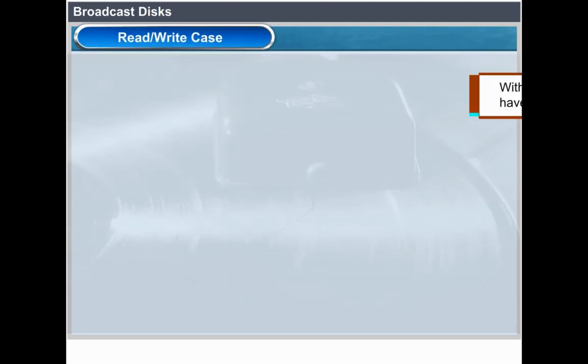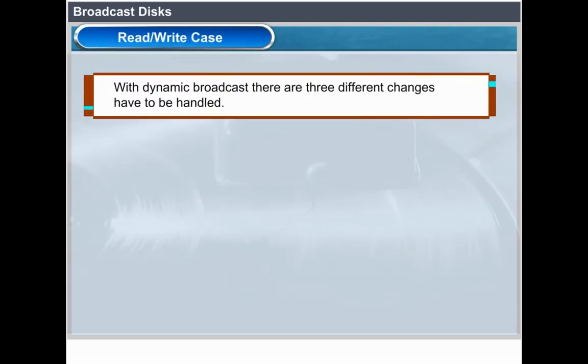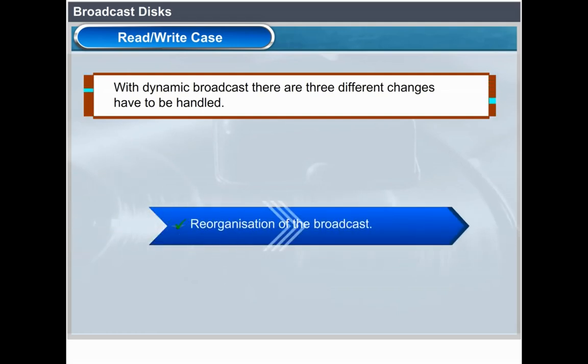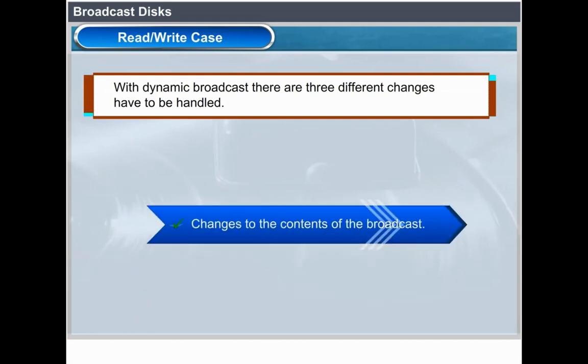Read-write case. With dynamic broadcast, there are three different changes that have to be handled: changes to the value of the objects being broadcast, reorganization of the broadcast, and changes to the contents of the broadcast. Cache invalidation. Caching invalidation mechanisms.